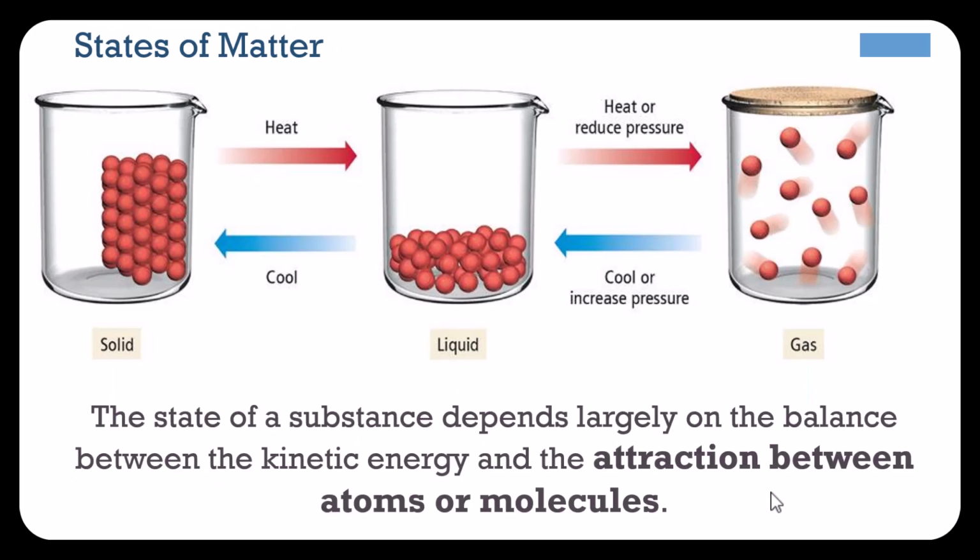So here's kind of that summary statement. The state of a substance, so state being solid, liquid, gas, depends largely on this balance between kinetic energy and the attraction between the atoms or molecules. We have talked about this kinetic energy piece. We talked about it in the thermochemistry chapter last semester. This semester and in this chapter, we're going to focus on this attraction between molecules. That's going to be our focus point.